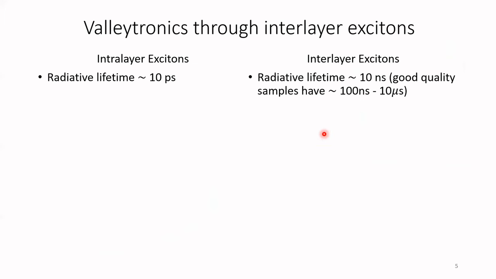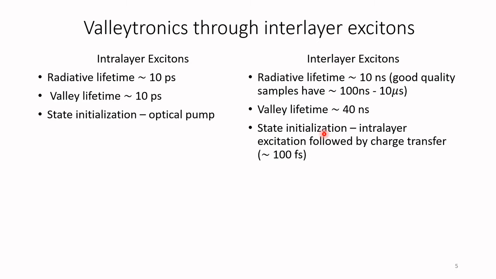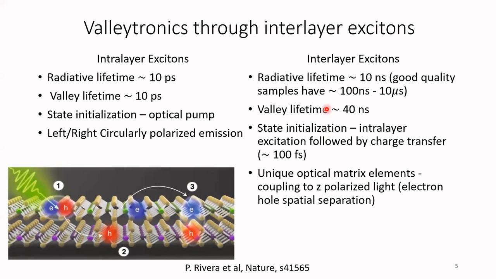So just to summarize, and give a few numbers for the interlayer and intralayer exciton. The radiative lifetime of intralayer excitons is on the order of 10 picoseconds, and the radiative lifetime for interlayer excitons is on the order of 10 nanoseconds. So it lasts 1,000 times longer. Then the valley lifetime, which is the decoherence time, is again 1,000 times longer than the valley lifetime for monolayer excitons.